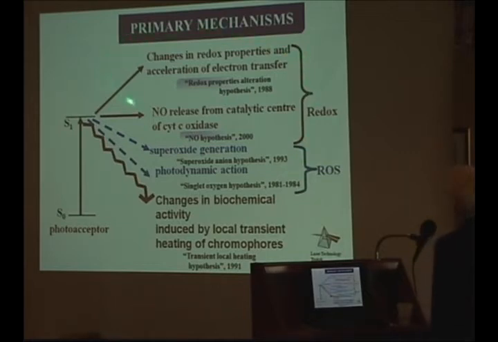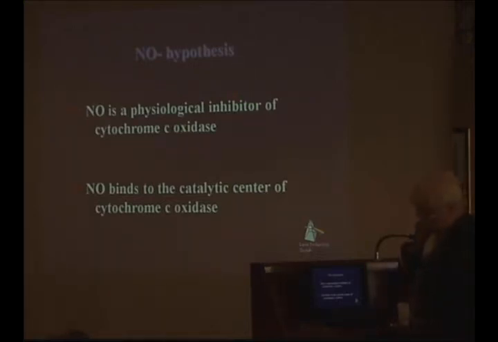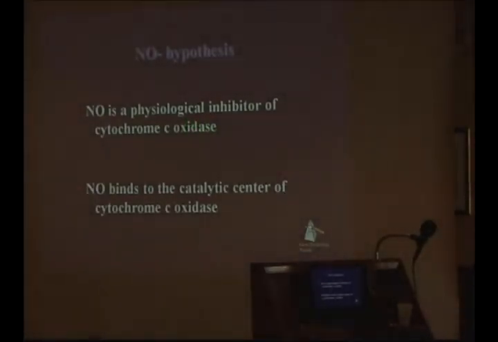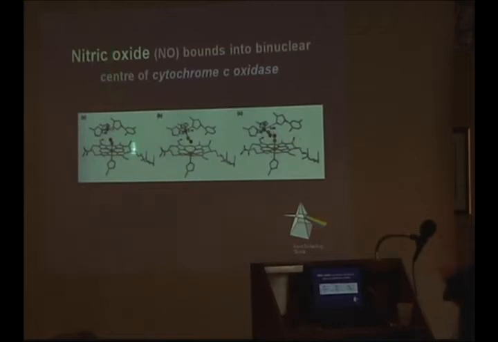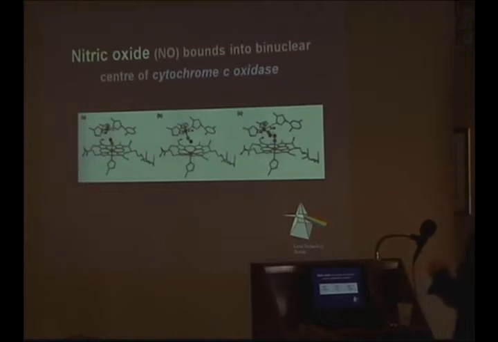So now I have spoken about this, and what else? Some words about the NO hypothesis. This has been one of my favorite hypotheses for a long time, because, as I said, NO is a physiological inhibitor of cytochrome C oxidase, and it binds the catalytic center of cytochrome C oxidase. This is the catalytic center. This is the copper atom here, and this is the iron here. And NO can bind from both sides, or even both sides at once. It is a very fast reaction. It occurs all the time, and this is one way the activity of cytochrome C oxidase is regulated.